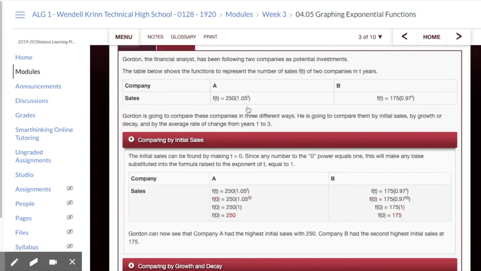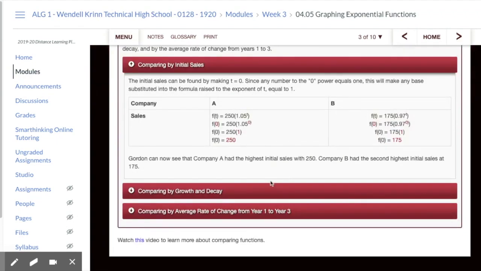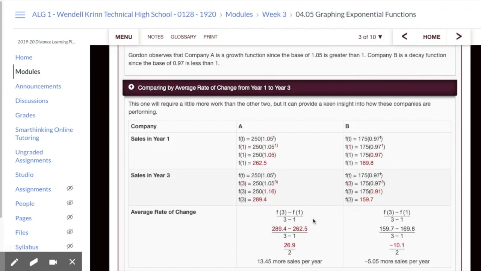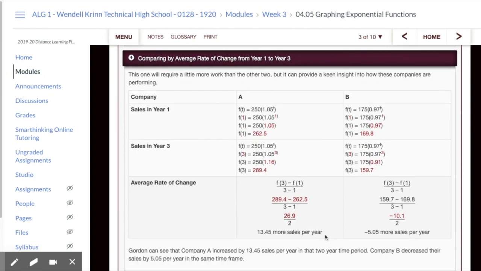So remember the number that's in front, so 250 and 175, those are your initial. That's always what you start at. So as you can see, company A definitely has higher initial sales, so 250, and company B has 175. Growth and decay, well, this is 1.05, so we're taking 1 and we're adding to it. This is less than 1. So we're subtracting from 1. So I'm going to say A is growth, and then B is decay. Company A is growth, and then B is going to be decay because it's less than 1. Okay, growth is greater than 1, decay is less than 1.